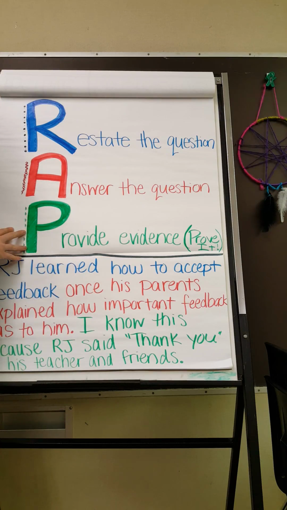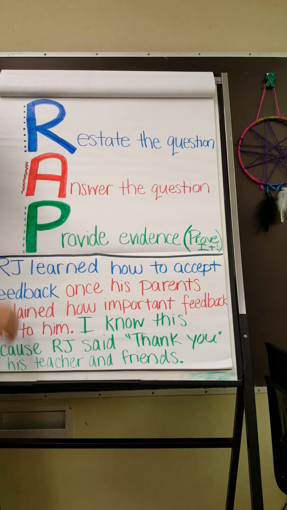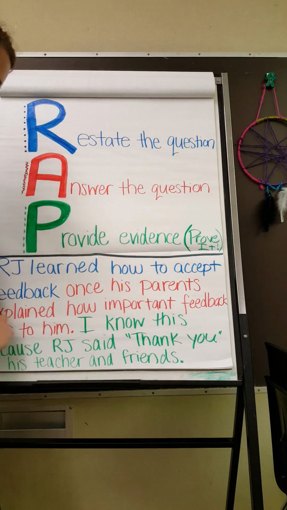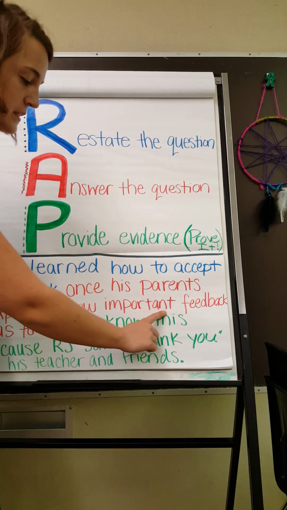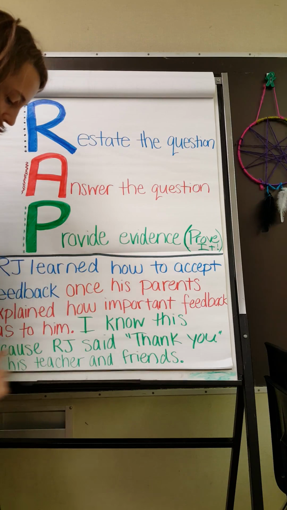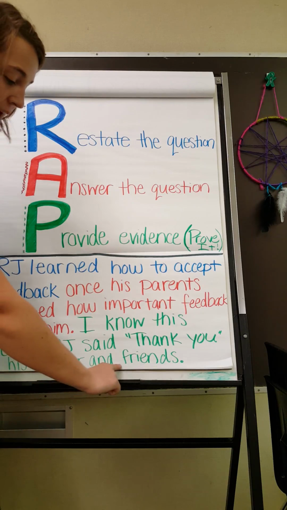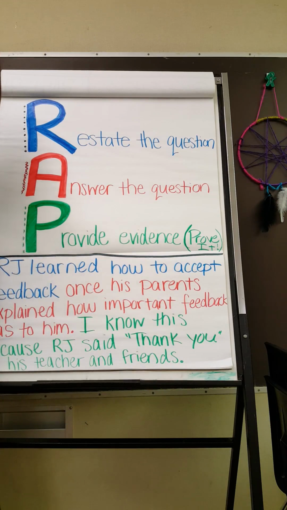I restated in blue, I answered it in red, and I provided evidence. So my question was, did RJ learn how to accept feedback? And my answer is, RJ learned how to accept feedback once his parents explained how important feedback was to him. I know this because RJ said thank you to his teacher and friends. Good luck with RAP method.